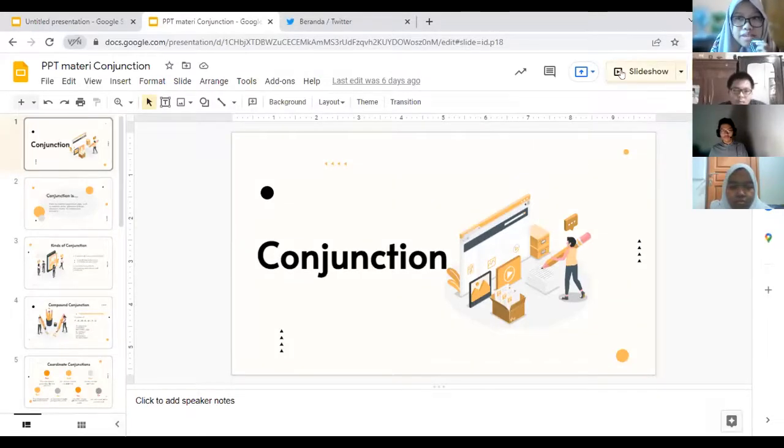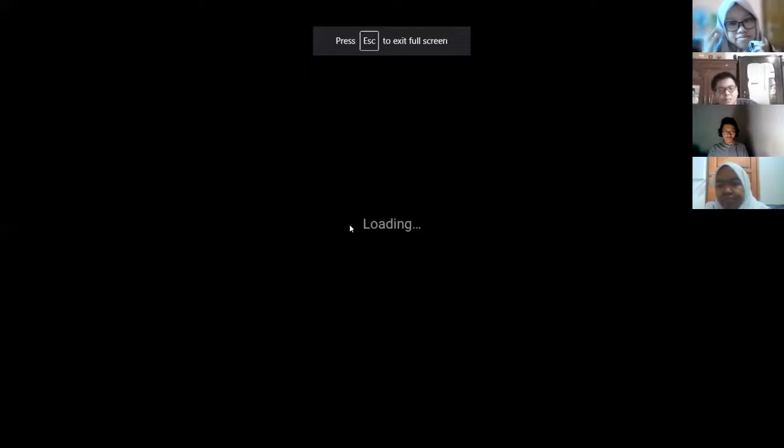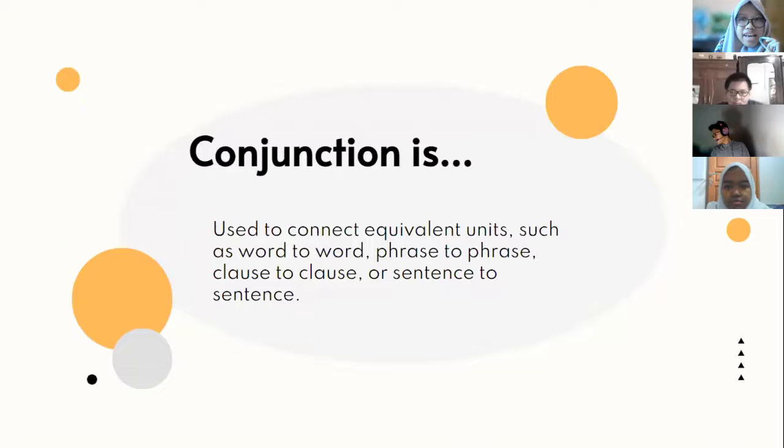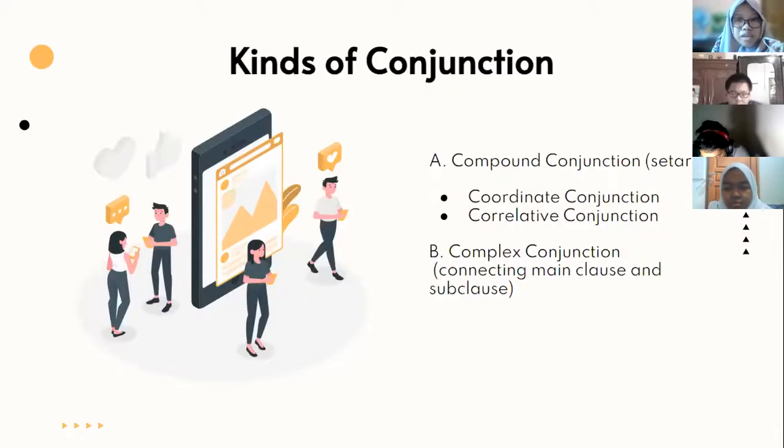Okay, can you see my screen now? Yes, ma'am. Okay, so let's talk about conjunction for today. As I mentioned, and as Arif said before, conjunction is a word element that is used to connect equivalent units such as word to word, phrase to phrase, clause to clause, or sentence to sentence. We know that there are two kinds of conjunction.